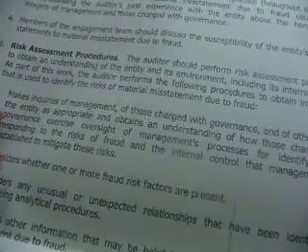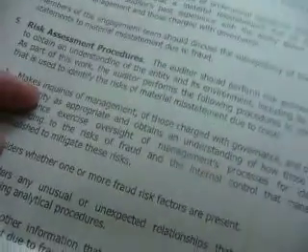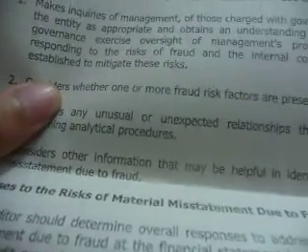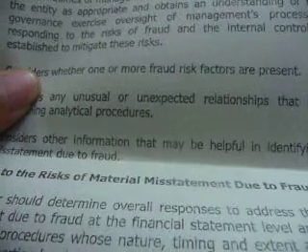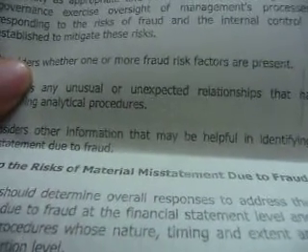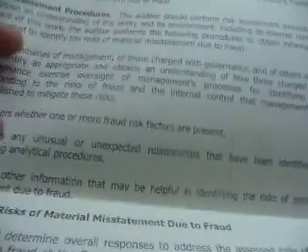The auditor should perform risk assessment procedures to obtain an understanding of the entity and its environment, including its internal control. As part of this work, the auditor performs the following procedures to obtain information that is used to identify the risk of material misstatements due to fraud. Make inquiries of management, of those charged with governance, and of others within the entity as appropriate, and obtain an understanding of how those charged with governance exercise oversight of management's processes for identifying and responding to the risk of fraud and the internal control that management has established to mitigate these risks.